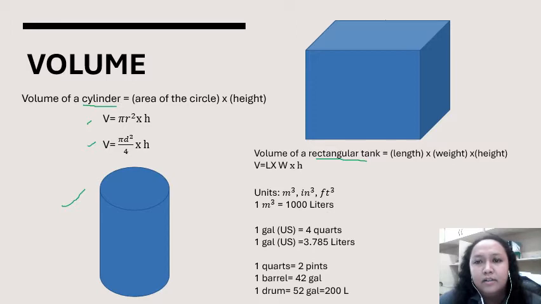So this is the area, this is the area class, the tank class, the cross-sectional area. This is the height from here to this one. Okay, so computing for the volume of a rectangular tank, so we need to compute for that. The volume now is equal to the length times width times height. Okay, so kadalasan units ng volume class is in cubic meter, cubic inch, and cubic feet.